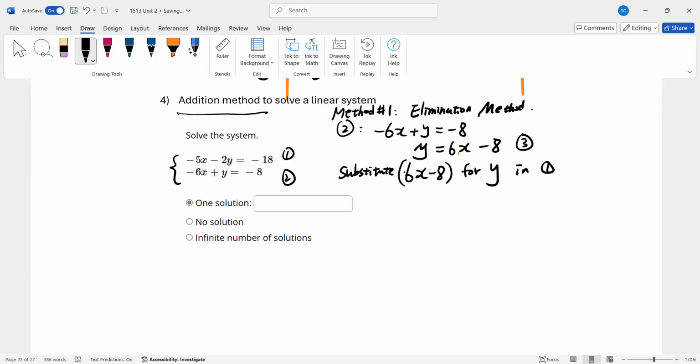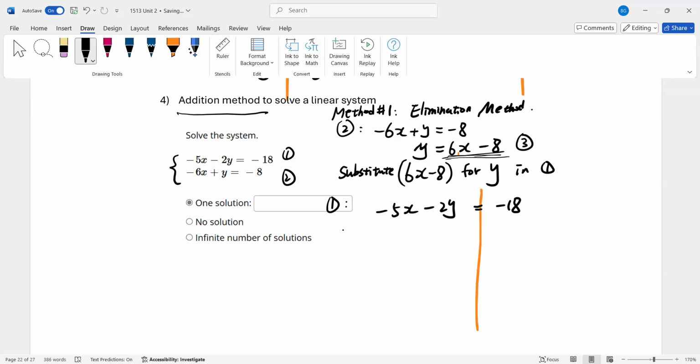Basically, this is equation 1, all right? Negative 5x minus 2y equals negative 18. This equation 1 has a variable x and has a variable y. We don't want that. We want to get rid of variable y. So we want to replace the variable y with 6x minus 8. And that in English is also called substitute 6x minus 8 for y, right? Okay, let me show you how to do that.